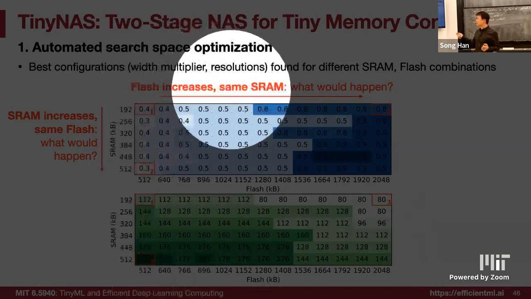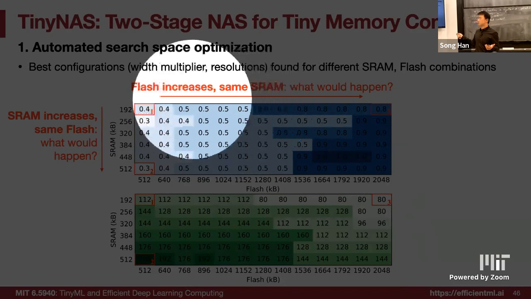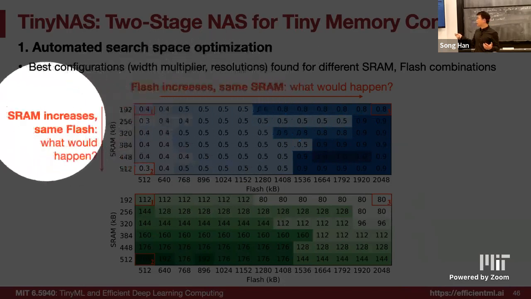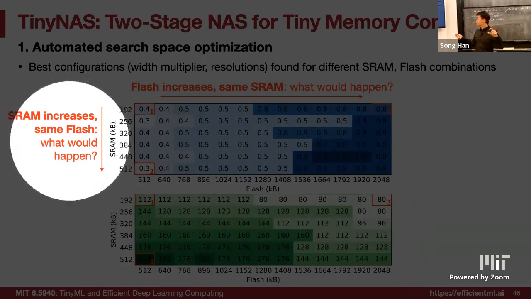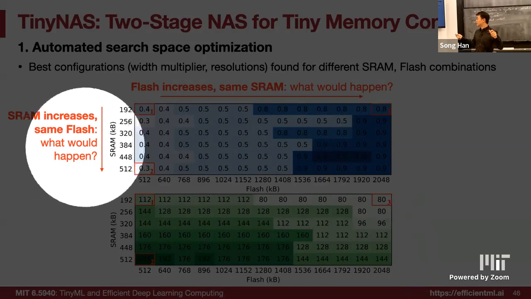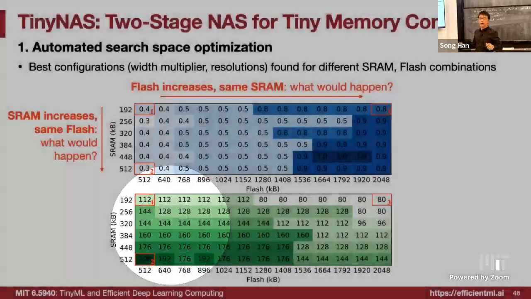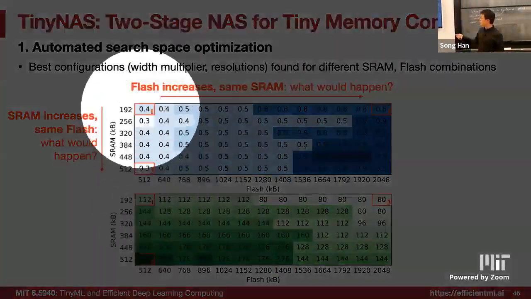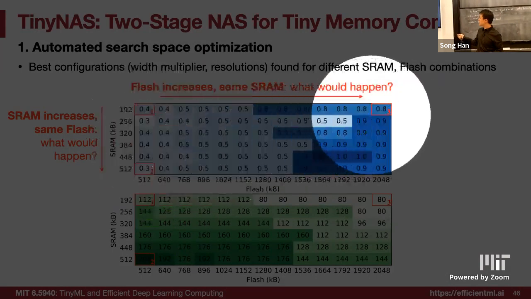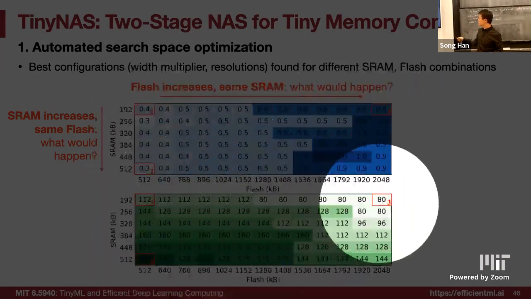So when the flash increases with the same SRAM, what happens to the width multiplier? And the other question is, when SRAM increases, so you have more SRAM in your microcontroller but the same amount of flash, what happens to the width multiplier? And what happens to the resolution? I'll give you 1 minute to think about this question. And a hint is to consider these 3 points.